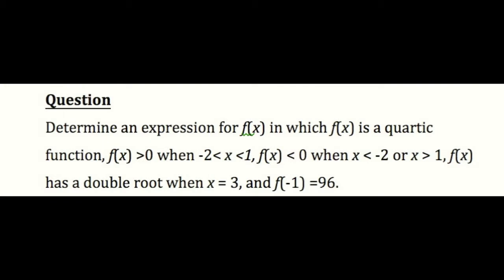The question is as follows. Determine an expression for f of x in which f of x is a quartic function. F of x is greater than 0 when x is greater than -2 and less than 1. F of x is less than 0 when x is less than -2 or greater than 1. F of x has a double root when x equals 3, and f at -1 equals 96.